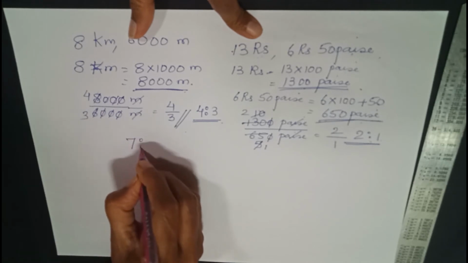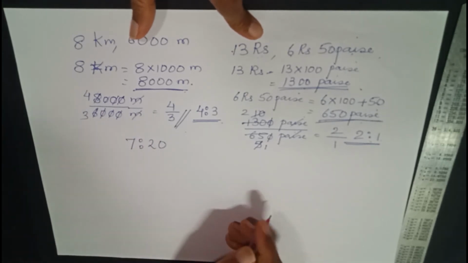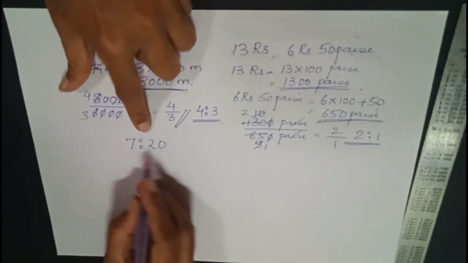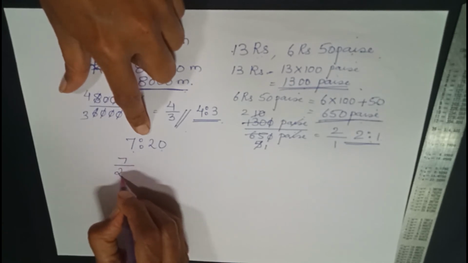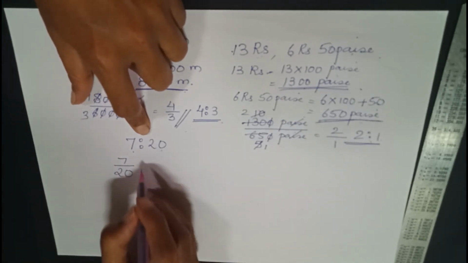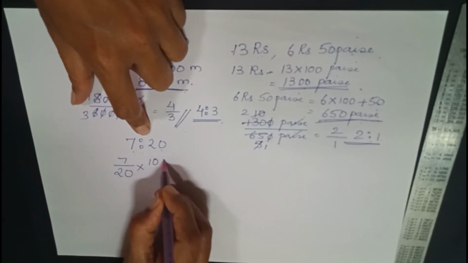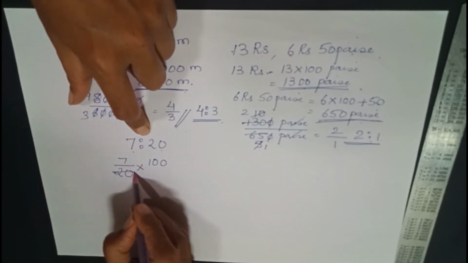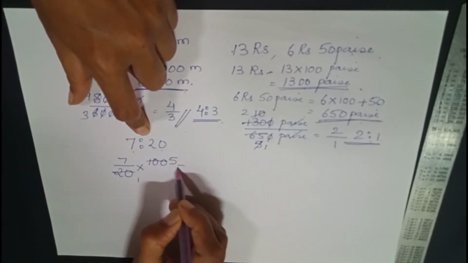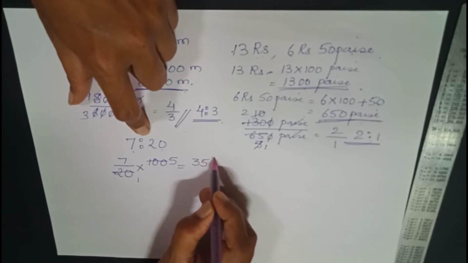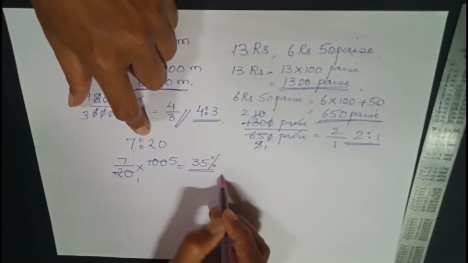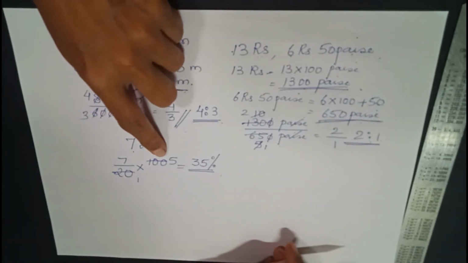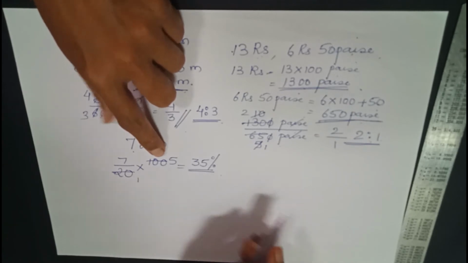Let us say a ratio is given, 7:20. What is the meaning of this? It is 7 out of 20. And to convert into percentage, we just multiply it by 100. So 20 and 5. So this becomes 35%. Right? So what you do for percentage is just multiply by 100.